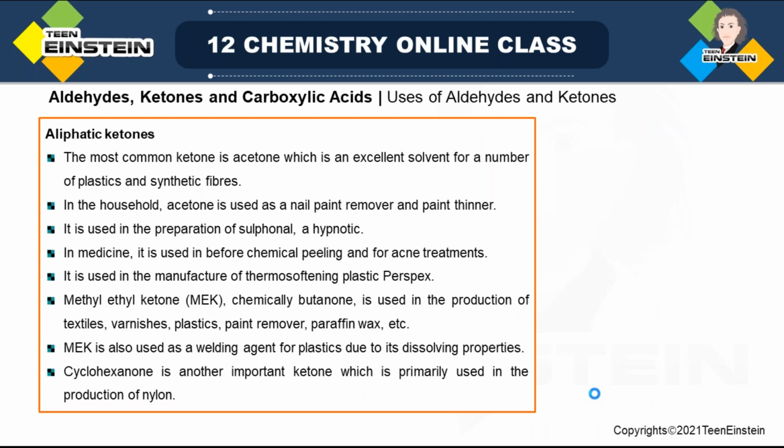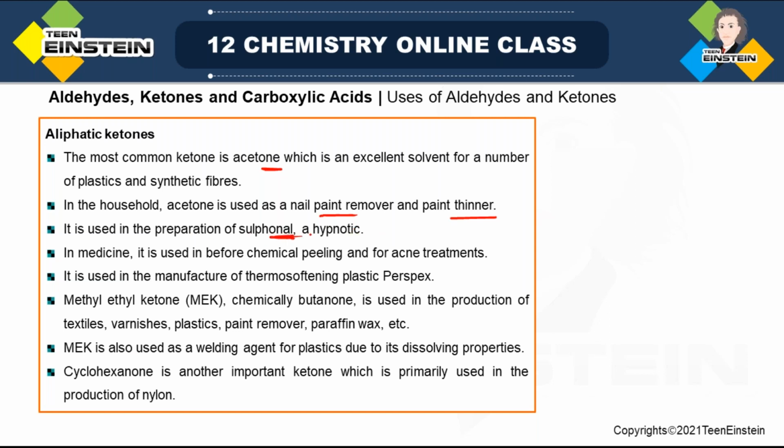Aliphatic ketones. The most common ketone is acetone, obviously. That is the first member of aliphatic ketones. It is an excellent solvent for a number of plastics and synthetic fibers. In the household, acetone is used as nail paint remover and paint thinner. Why is this possible? Because the paint is soluble in acetone. So that is why we can use it as paint remover, nail paint remover or paint thinner.